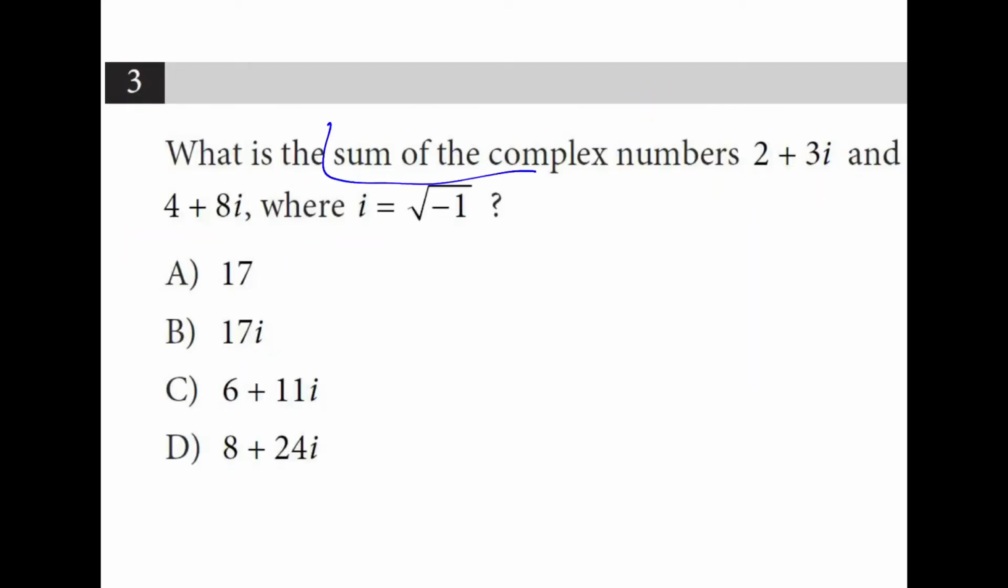Again, the sum of these complex numbers, 2 plus 4 is 6, and then 3i plus 8i is 11i.